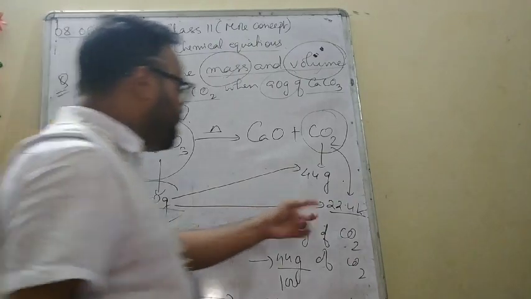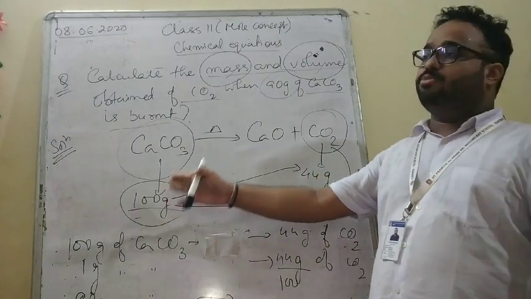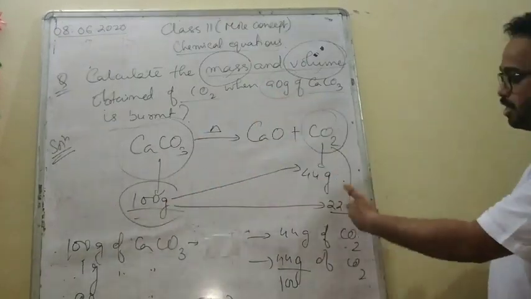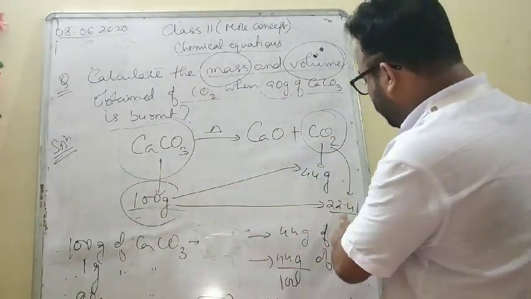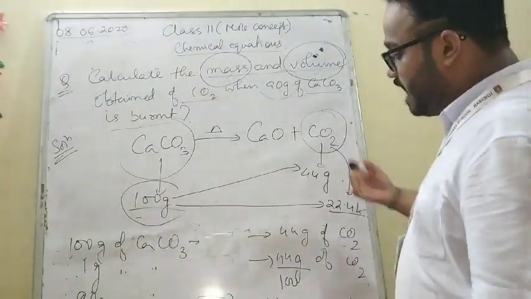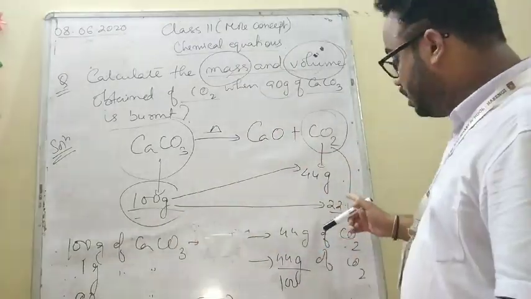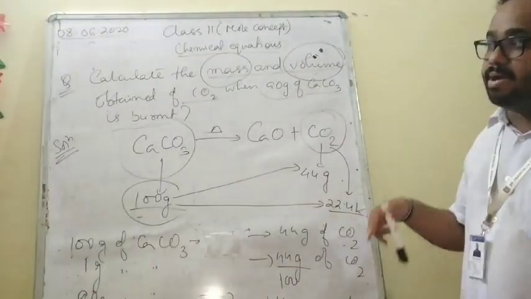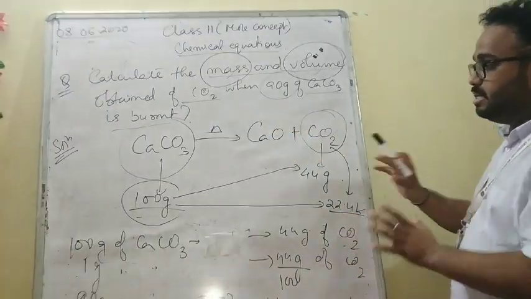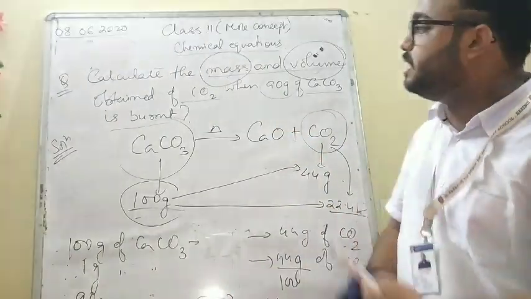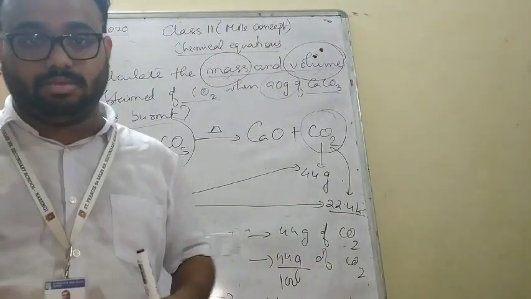Similarly, when you do the volume, you will do the same question with volume. 100 gram of calcium carbonate on burning gives 22.4 liter. Therefore 1 gram of calcium carbonate will give 22.4 divided by 100. Therefore 90 gram will give 22.4 divided by 100, sorry, 22.4 divided by 100 into 90. So that is done. Understood? This is the mole concept of chemical equations. You have to write the original one.